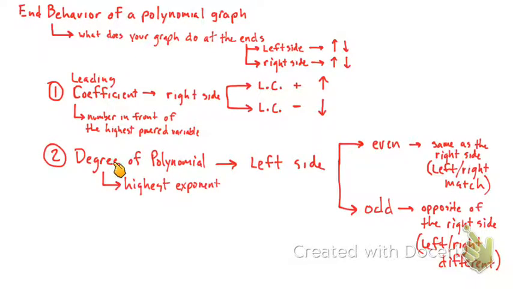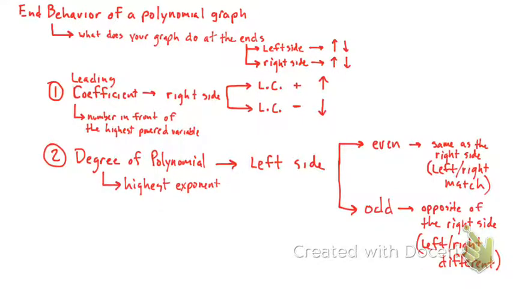So the degree is the highest powered exponent in your function. So it determines our left side. And how does that work? If it's even, it matches whatever you have on the right side. If it's odd, then it does the opposite of the right side. So let's do a quick example of this.